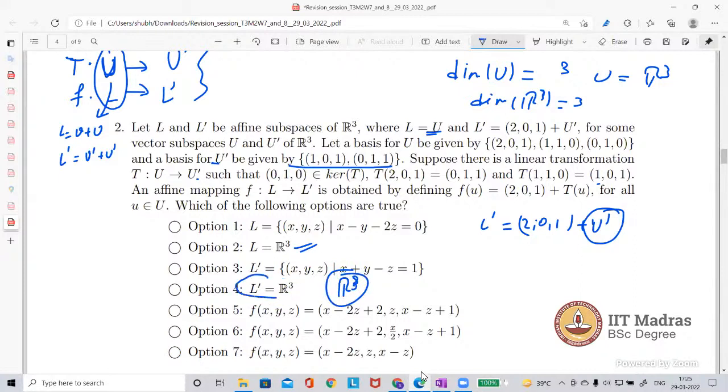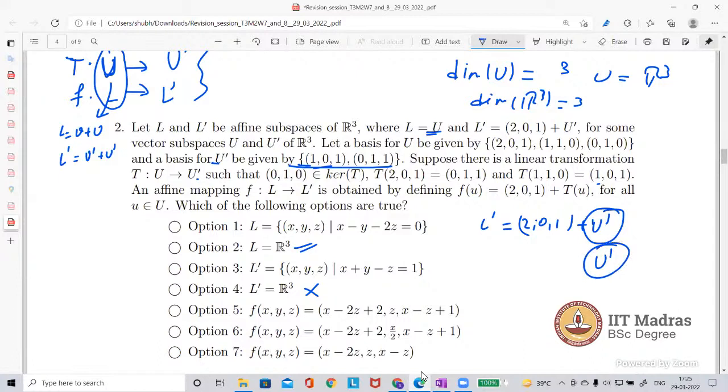No, from this option I'm saying. Yes. So it says U prime is exactly R3, but the dimension of R3 is 3, and as you know, the dimension of U prime here is 2. So it can never be. So that is wrong. Okay. Now we still remain to find U prime.